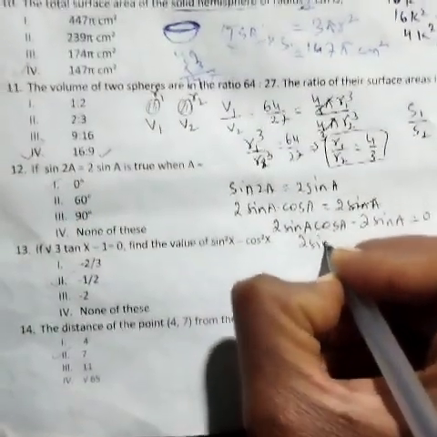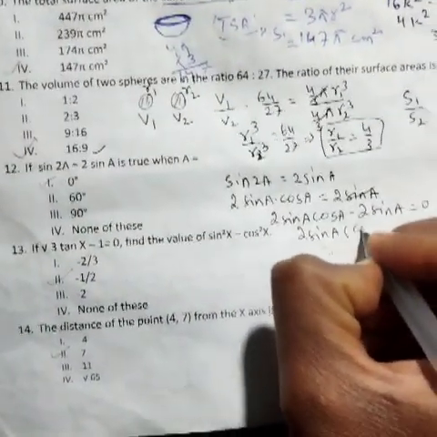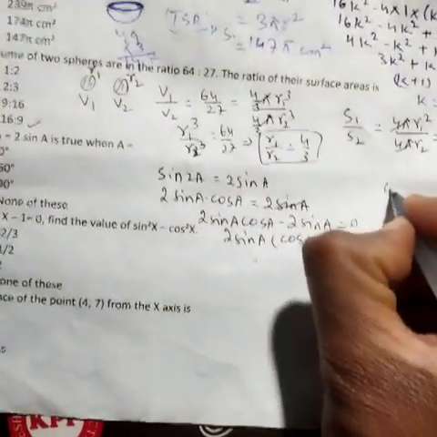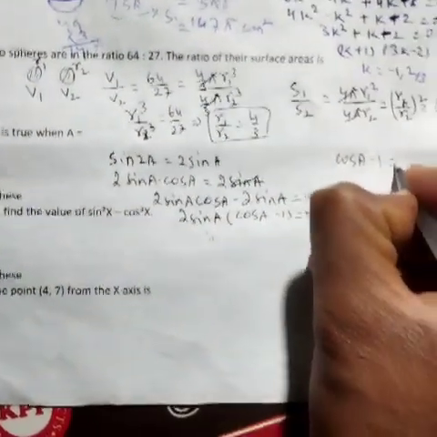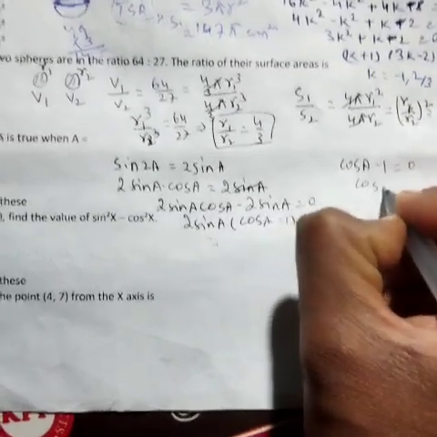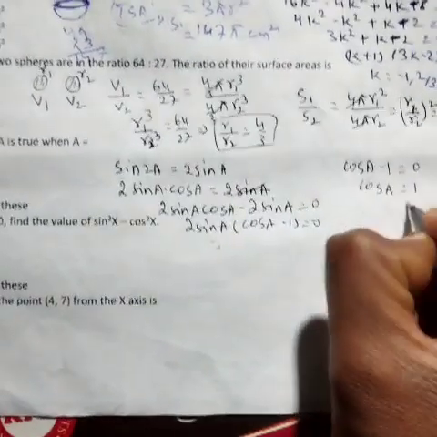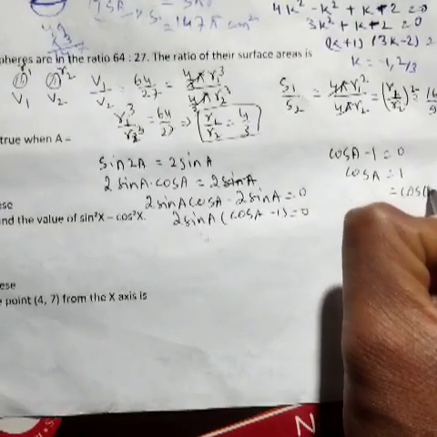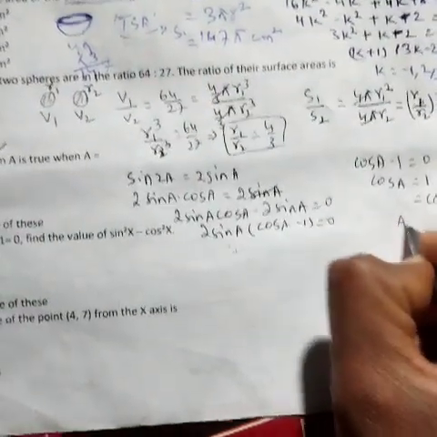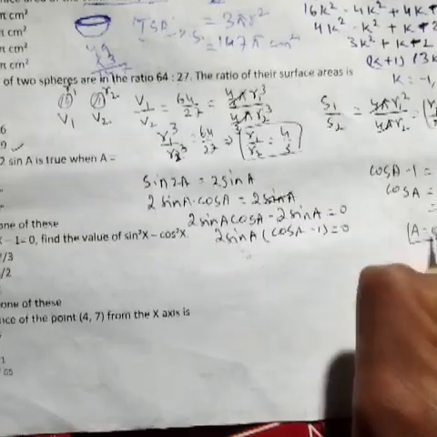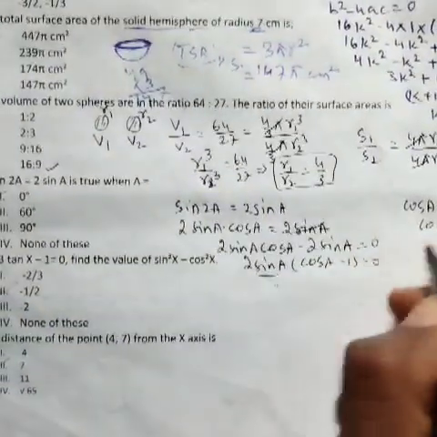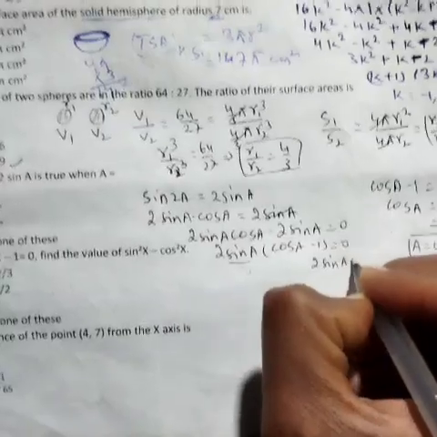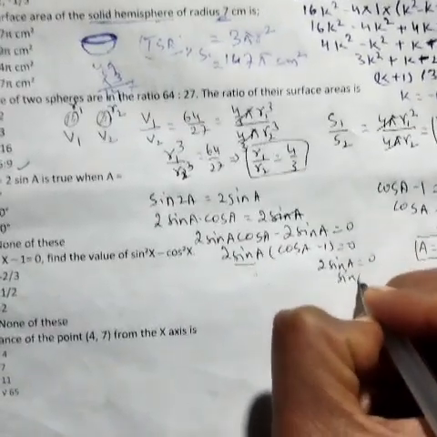Taking 2 sin A common, cos A minus 1 equal to 0. If cos A minus 1 equal to 0, the value of cos A will be 1, and cos A will be 1 only if the value of A is 0, so the angle A will be equal to 0. And from here we can also say that 2 sin A will be equal to 0. It means sin A equal to 0.